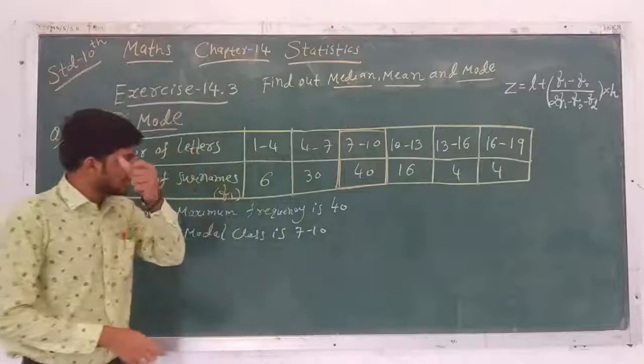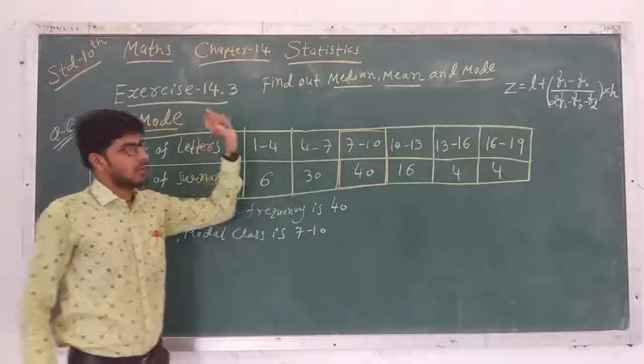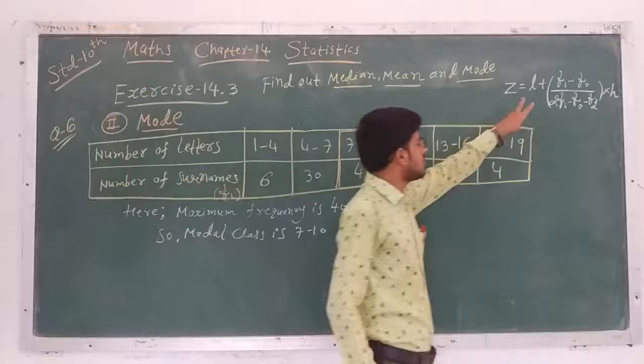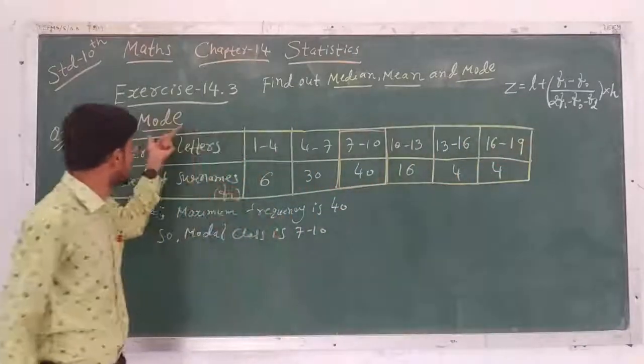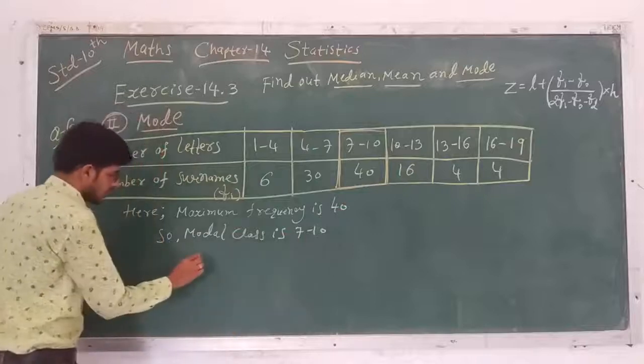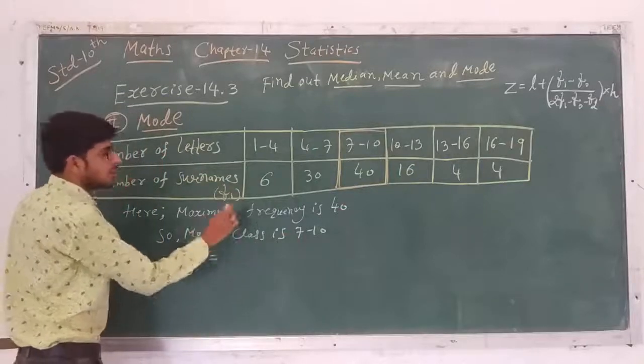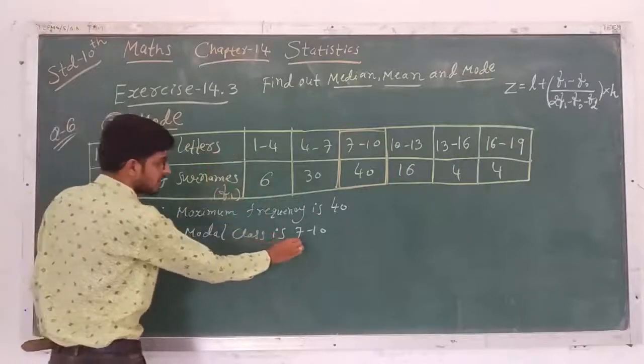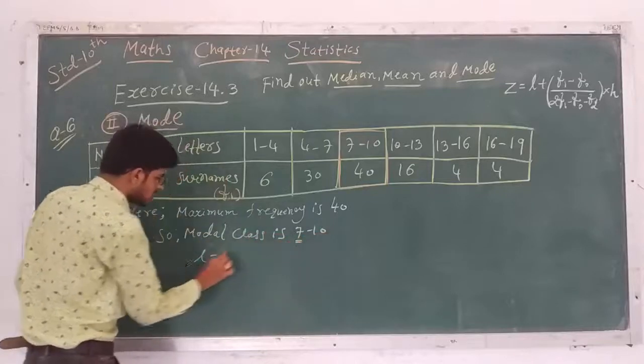Okay. Same as with the median class, here we have to find the mode. So the lower limit of the modal class is called L. So L is equal to the lower limit of the modal class. The modal class is 7 to 10, so the lower limit is 7. So L is equal to 7.